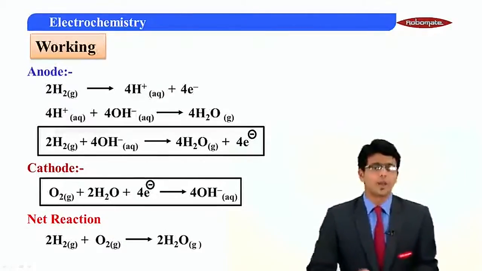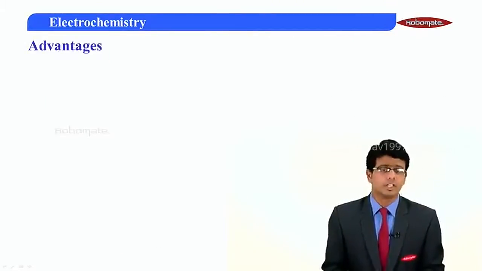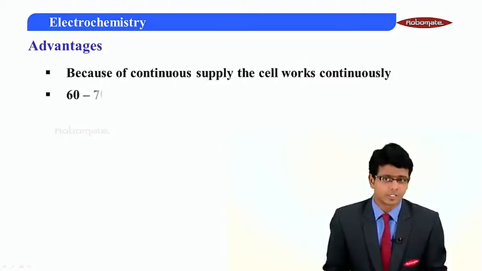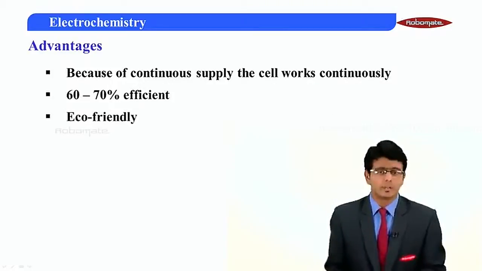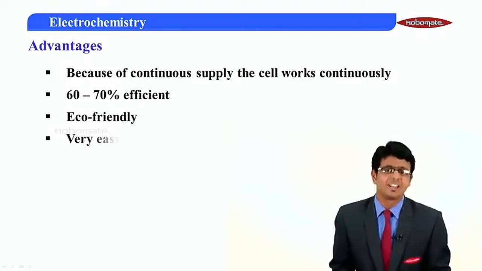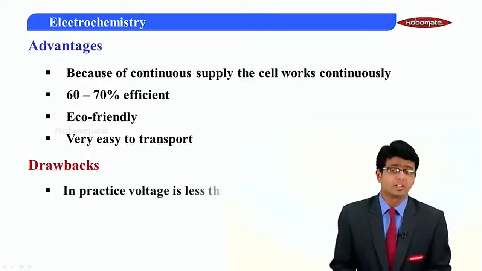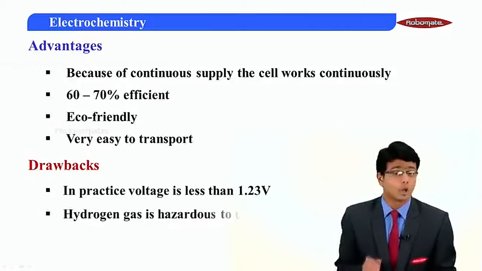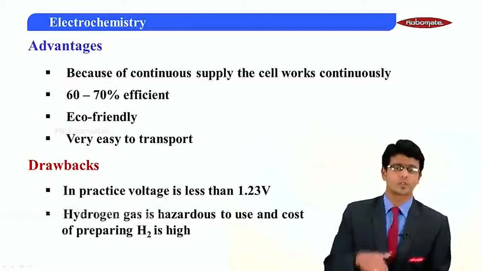So that was with respect to the working part of hydrogen oxygen fuel cell. Now getting into the discussion of advantages, very important, because of the continuous supply the cell works continuously. Efficiency is around 60 to 70%, and it is quite eco-friendly because the byproduct here is water, isn't it? And also it is very easy to transport. So these are certain advantages of hydrogen oxygen fuel cell. The drawbacks are, in practice the voltage is very less, actually less than 1.23 volts. Also we are using hydrogen gas which is hazardous to use, and also the cost of preparing hydrogen gas is quite high.